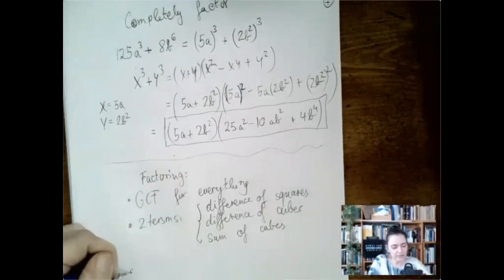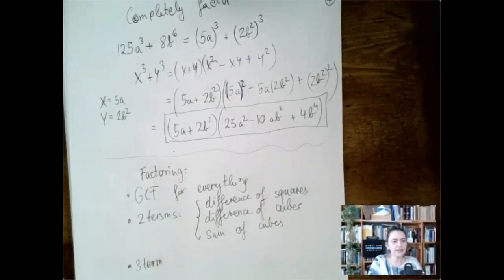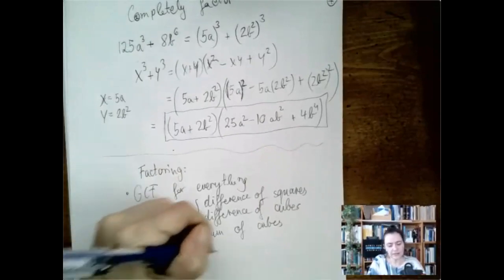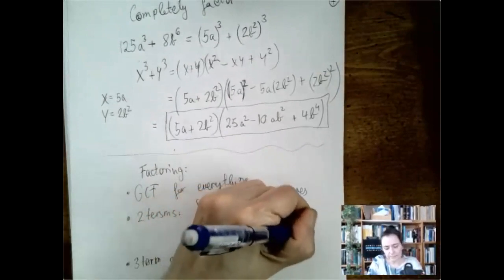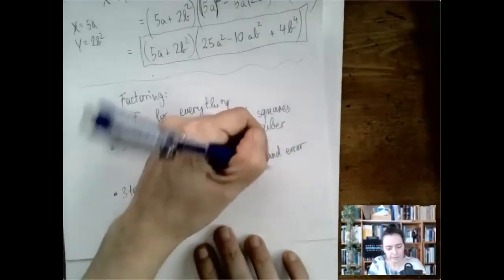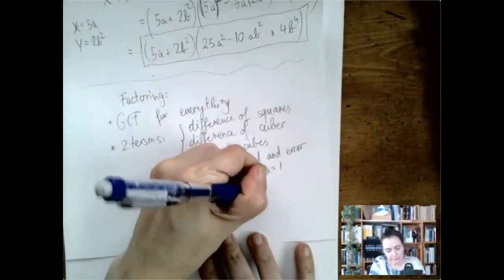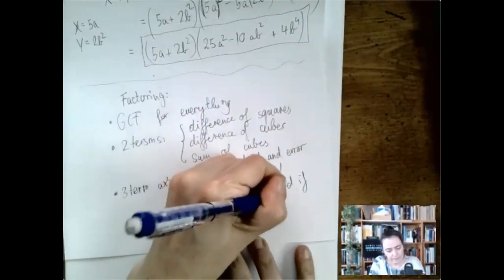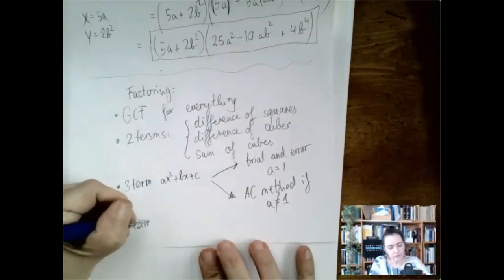If it has three terms, that's the most common, a general quadratic, something like ax squared plus bx plus c. Then you can do the trial and error if the multiplier of a, the coefficient of a, is 1. And otherwise, the AC method. And if there are 4 terms, grouping is the way.